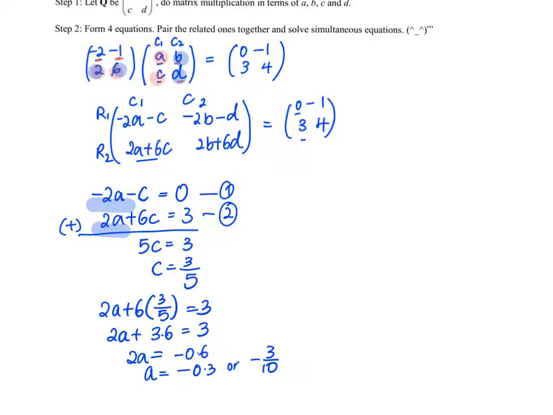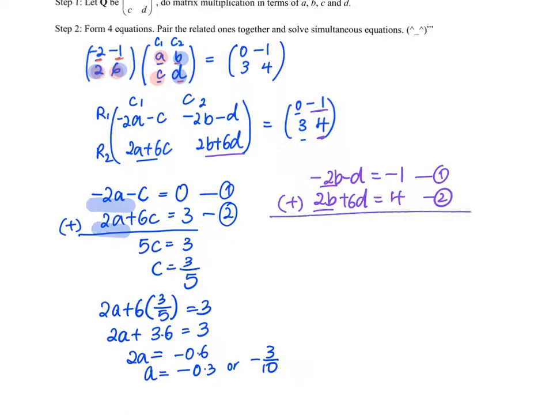So I know that equation number 1 is -2b minus d equal to the number -1. And 2b plus 6d is now equal to the number 4. Okay, so since this is equation 1, equation 2, since both the terms here are the same and the sign is different, I'm going to do addition. So I get 5d equal to 3 again. Alright, and then d is equal to 3 over 5.